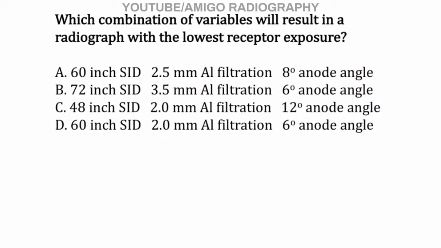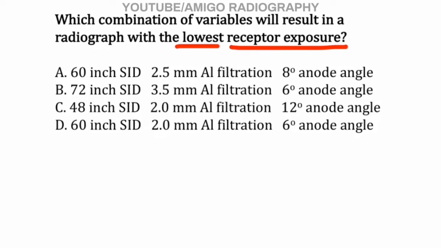Here's another question that, again, I think is a little bit easier. Which combination of variables will result in a radiograph with the lowest receptor exposure? As always, it's very important to focus on what the key words are. We want to know what the lowest receptor exposure is. So another way of thinking about that is which combination of variables is going to result in the fewest number of photons reaching the image receptor.